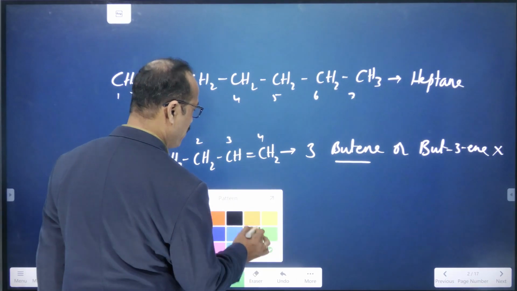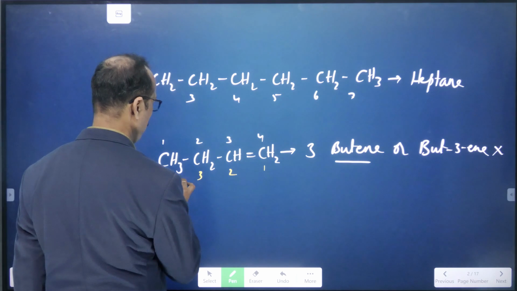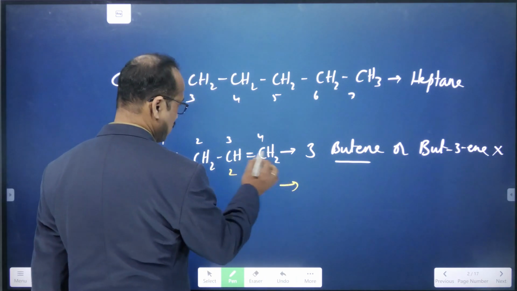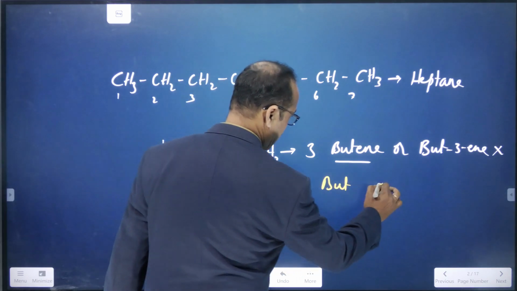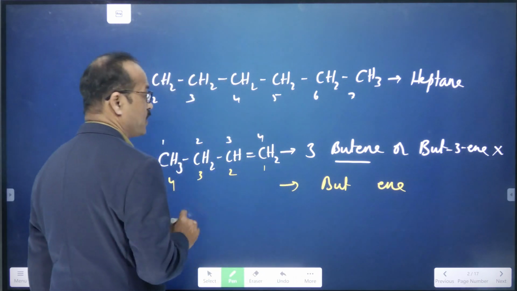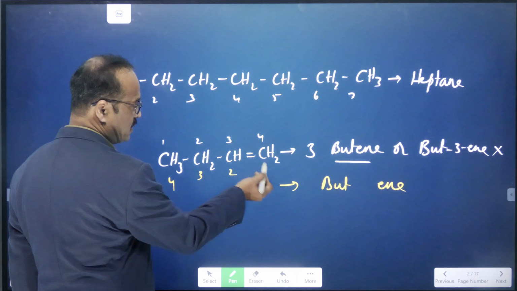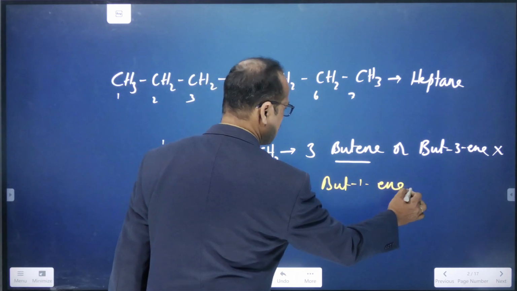But if I give the numbering from the other side, 1, 2, 3, 4, that is but, and the double bond is there, that is ene. Here the double bond is present between which two carbons? 1 and 2. So first carbon, and I can write 1-ene, or simply butene.